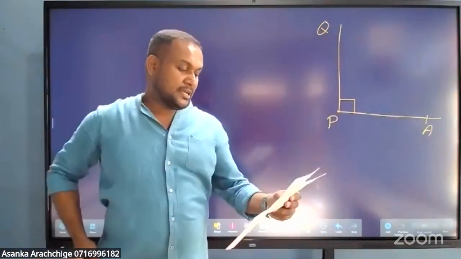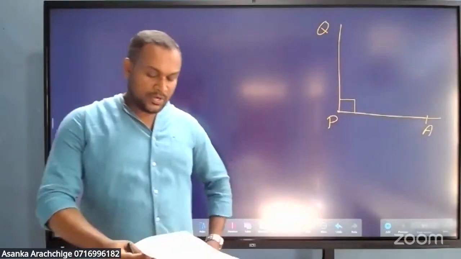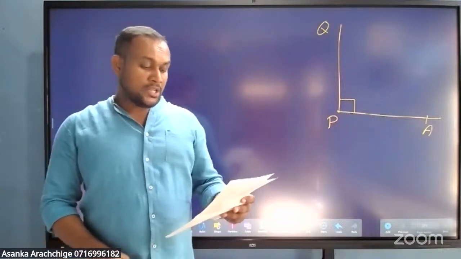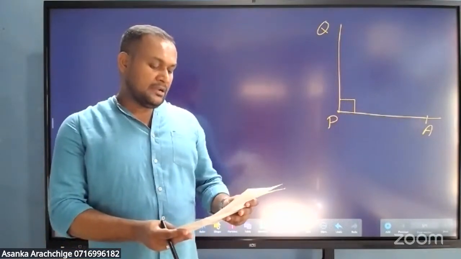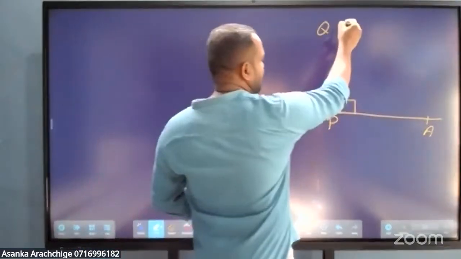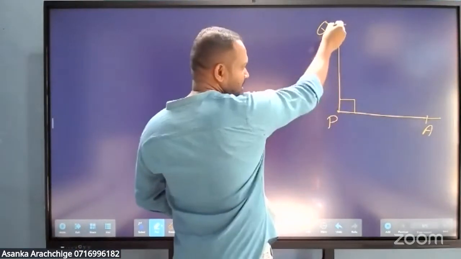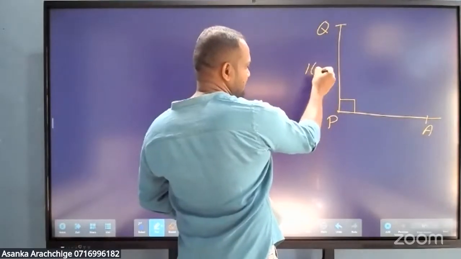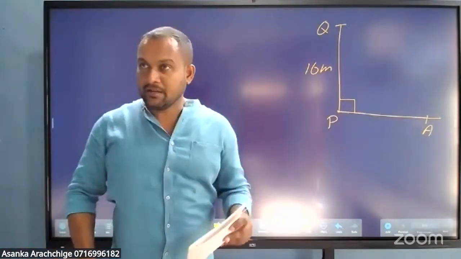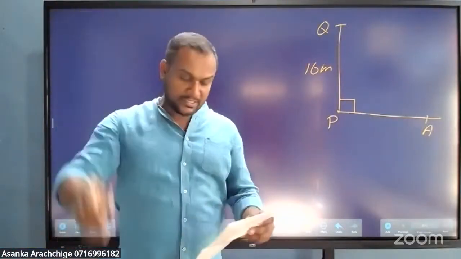PQ is a coconut tree. PQ is a coconut tree on the level ground with the right height of 16 meters. Right. PQ is a coconut tree. The right height is 16 meters. Okay.